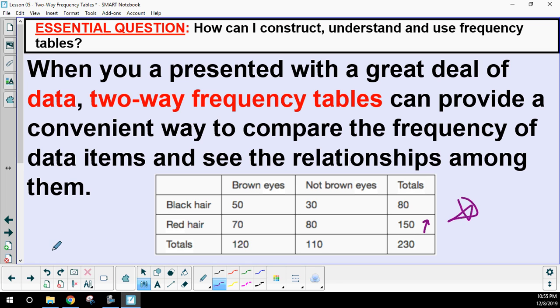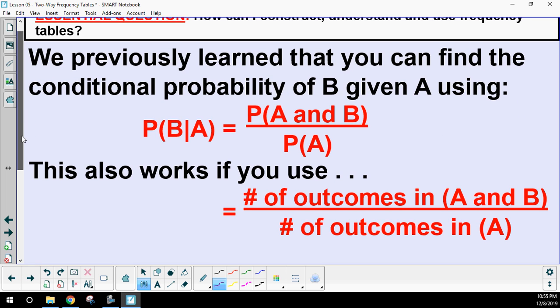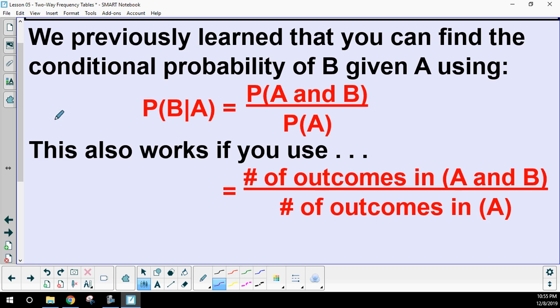We previously learned that you can find the conditional probability of B given A using this formula. Took notes on that last time. This also works if you use the number of outcomes in A and B over the number of outcomes in A. This is what I like to think about when we're doing conditional probability. So if you want to take time to write that down too.